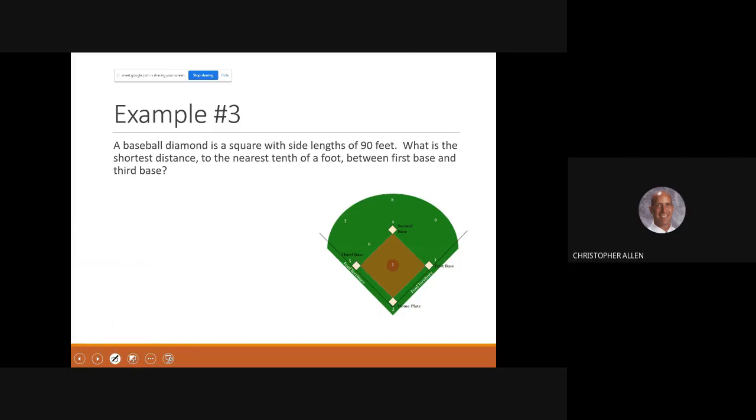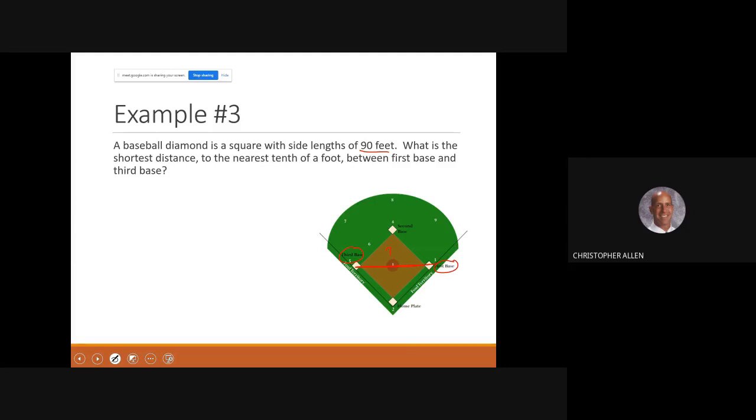But here's what the question says. A baseball diamond is a square with side lengths of 90 feet. What is the shortest distance to the nearest tenth of a foot between the first base and the third base? In other words, here's first base and here's third base. They want to know what's this distance right there. That's what they're trying to figure out.